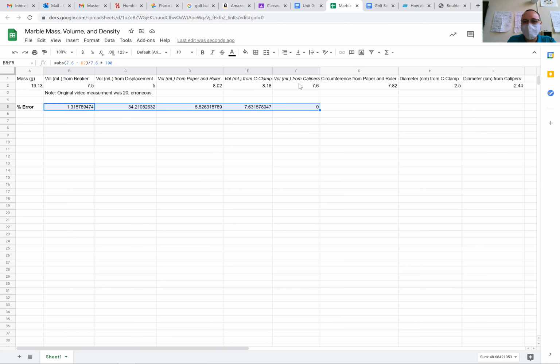So the calipers gave me 0% error. The calipers gave me 0% error. That's crazy. The C-clamp gave me about 7.5% error. The paper and ruler gave me 5.5% error. The displacement method, the one where I dropped the marble into the beaker and it spilled water, gave me 34.2% error. The beaker, not bad at all, just this regular beaker here. That measurement ended up being spot on with 1.32% error. So that's how we can do percent error calculations fast and quick.